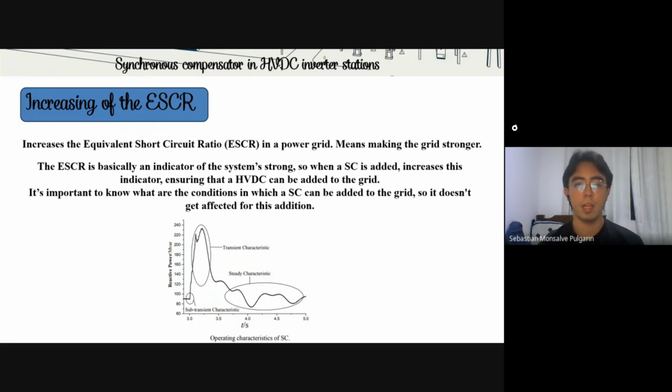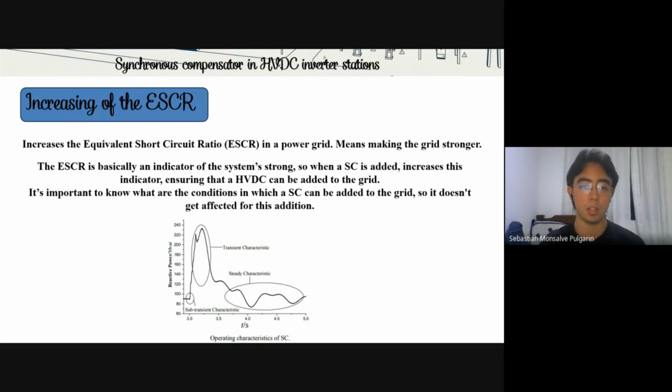Let's talk about each of the phenomena mentioned in the article. The first effect is the increase of the effective short circuit ratio and the short circuit current. When a synchronous condenser is installed, the effective short circuit ratio increases, which is an indicator of how strong the AC system is when supporting an HVDC link. A higher effective short circuit ratio means the grid has better capability to handle reactive power demand and operate more stably under disturbance. The result is a stronger and more reliable system.